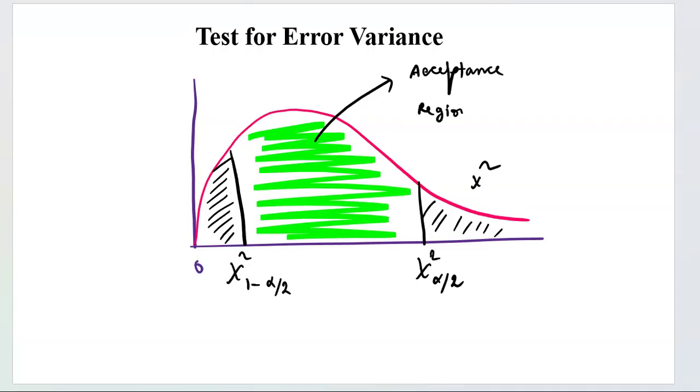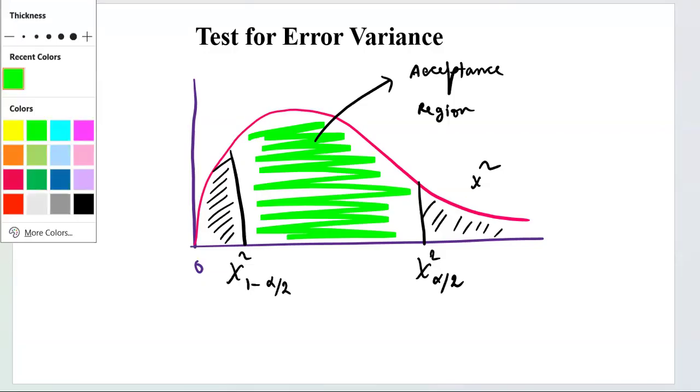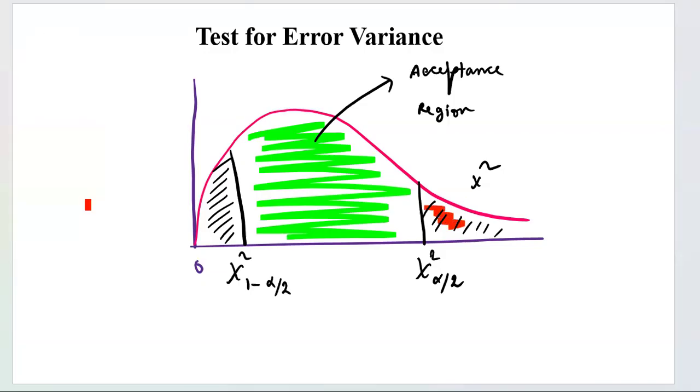This will be the acceptance region, and this particular thing will be the rejection. This particular region and this particular region, they are the rejection regions. Rejection region. This is also rejection. I hope this is clear. So this is what is happening here.